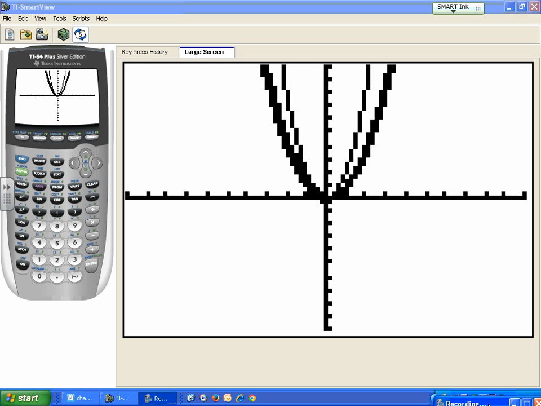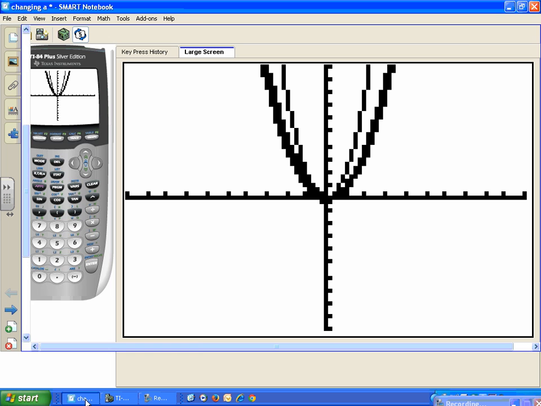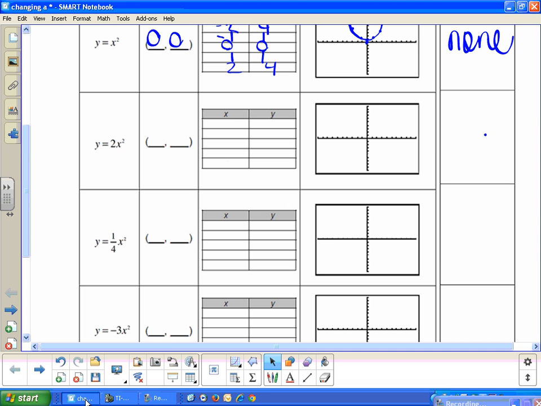So we use the word steeper when we're talking about linear. We want to talk about more narrow when we're talking about parabolas. So, we say here, what's the effect on the parent function? Steeper. It's more narrow.